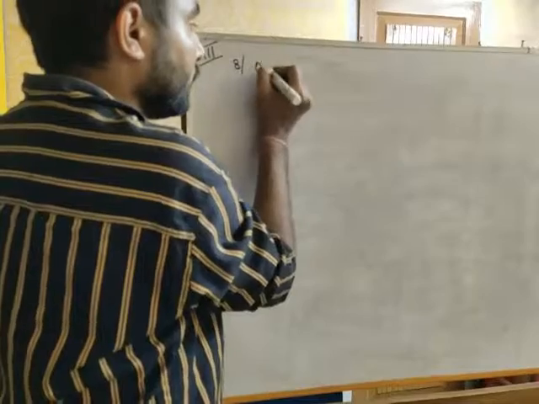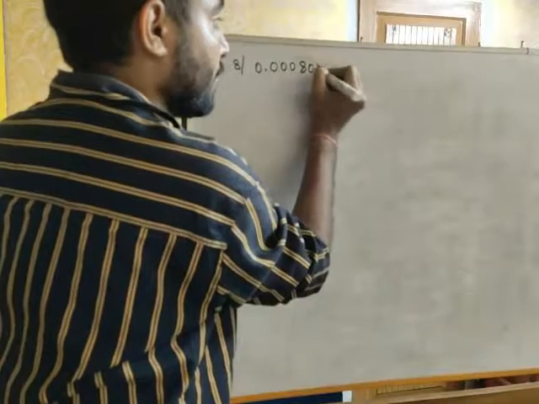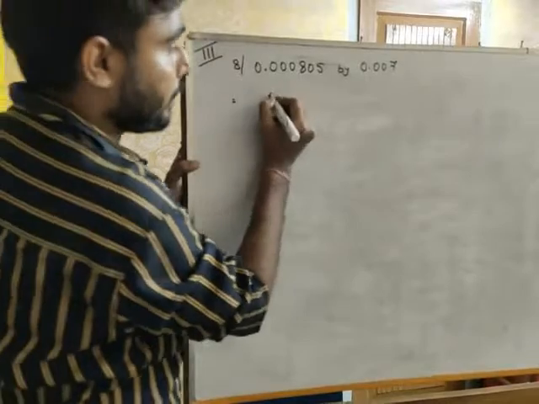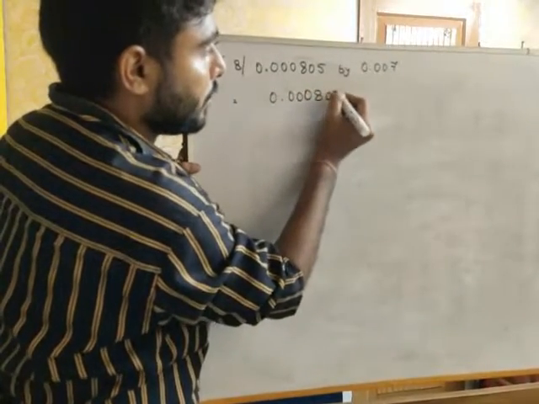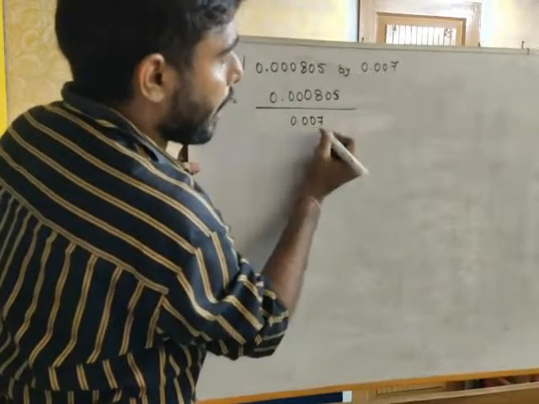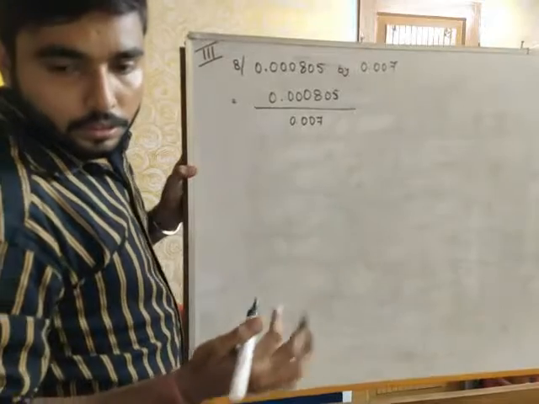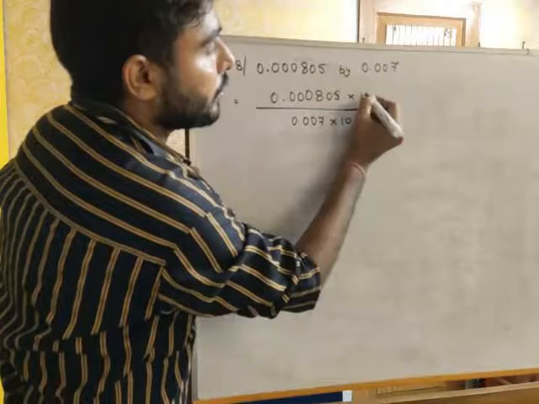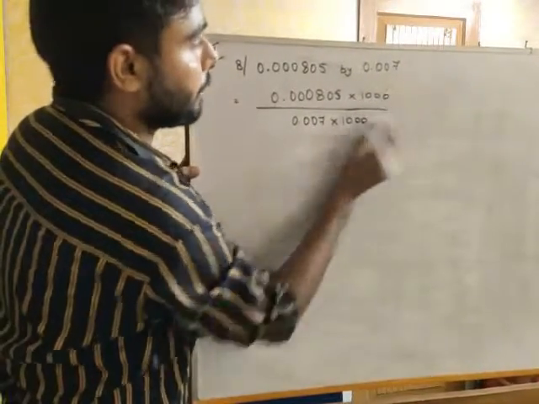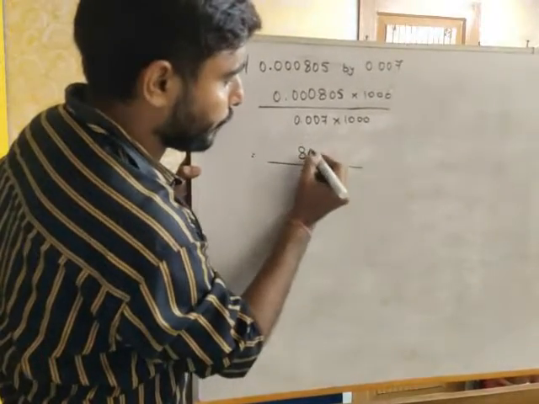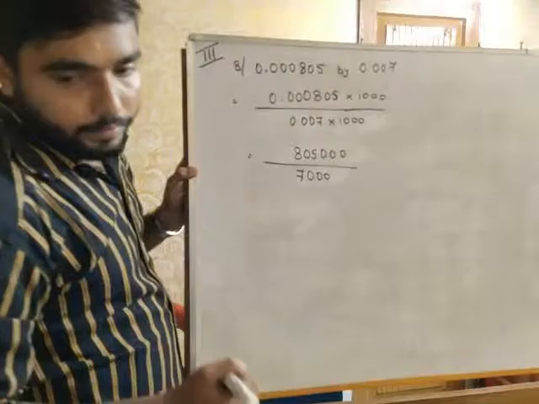Number 8, 0.0000805 divided by 0.007. Okay, so it is 0.000805 divided by 0.007. After the decimal we have 3 places. So 1 with 3 zeros is multiplied. So now 7 into 1000 will give you 7000, and 805 into 1000 is 805 with 3 zeros.